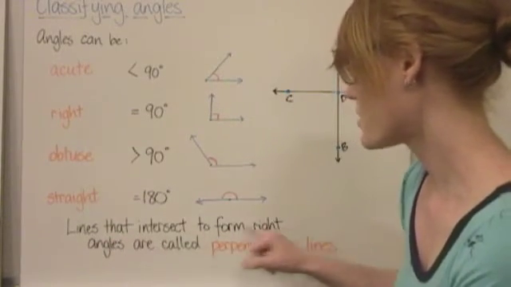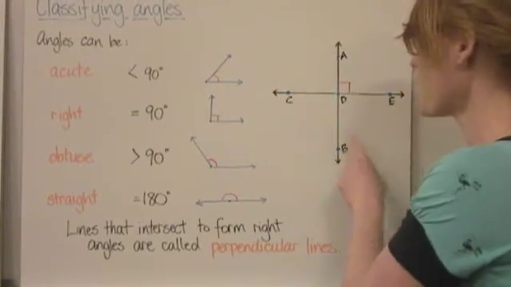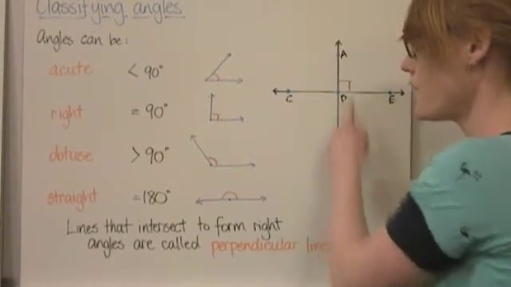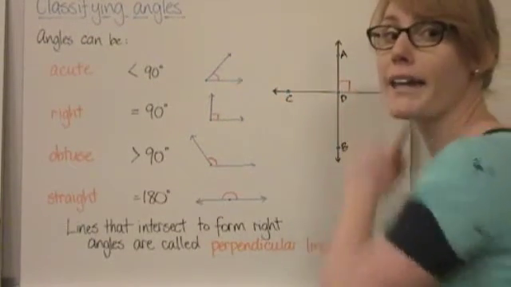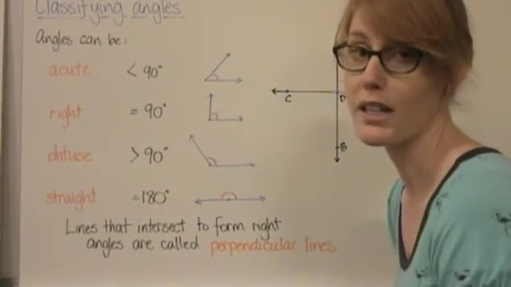Lines that intersect to form right angles are called perpendicular lines, and here's an example. We have line AB and line CE, and they're intersecting to form a right angle. The symbol here is the symbol that we use to show that it's a right angle.